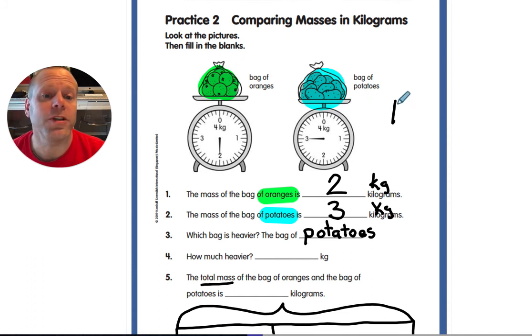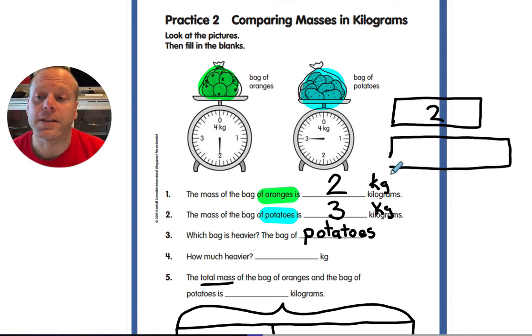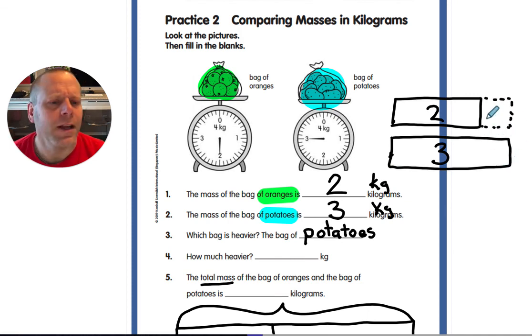What I want you to do for number 4 is I want you to have your 2 and your 3 drawn like this. And they're asking you, hey, how much heavier is that one? If I wanted to make them the same, what would have to happen? I just need that little part, right? So do you think I add the numbers to get that little part? Or do you think I subtract the numbers to get that little part? Yeah. And it makes sense because 2 plus a little bit makes 3.